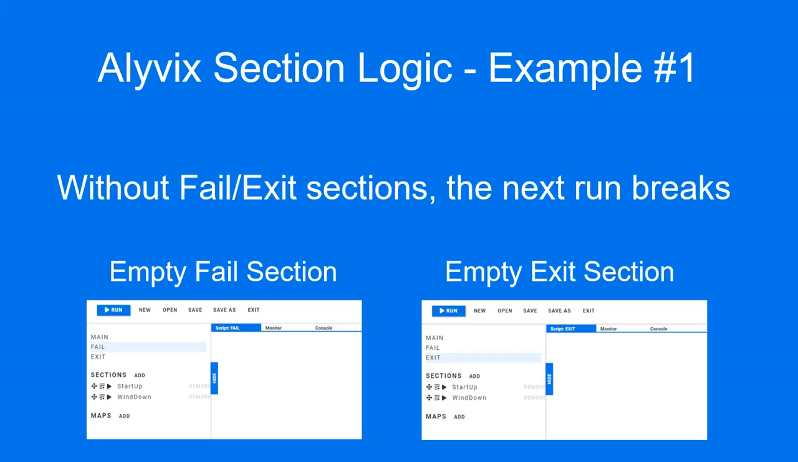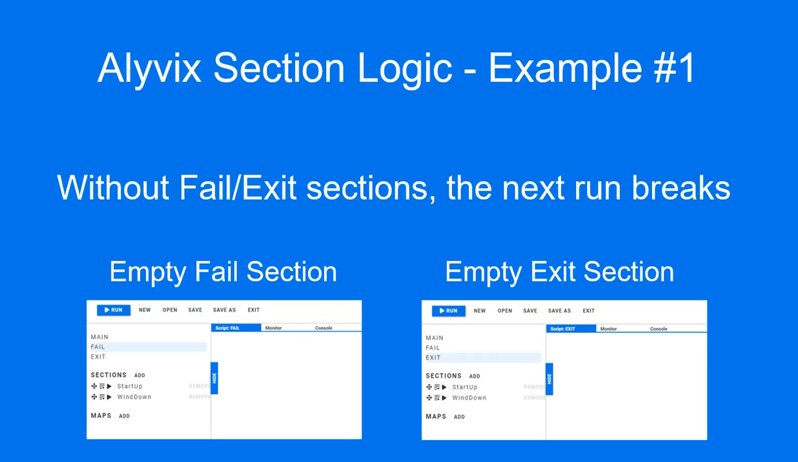Imagine you are testing the responsiveness of an application like Microsoft's Dynamics AX, which you've opened via RDC. What would happen if you didn't have a fail or exit section? Your RDC session would remain open after the test case completed, so that the next test case run a few minutes later wouldn't find the same initial state as the one that just completed.